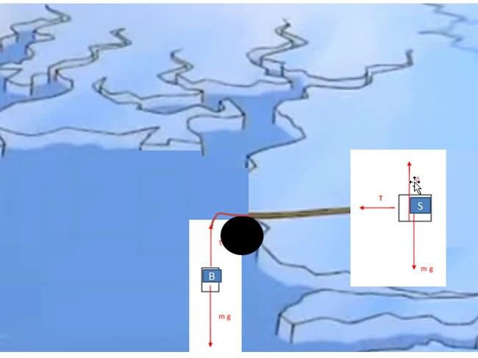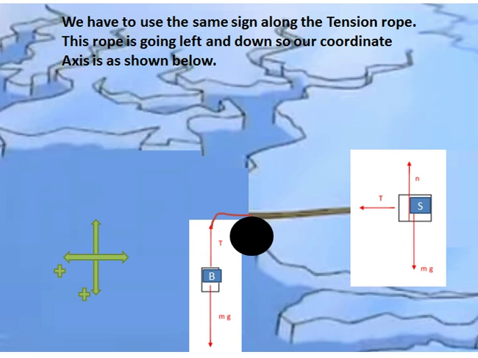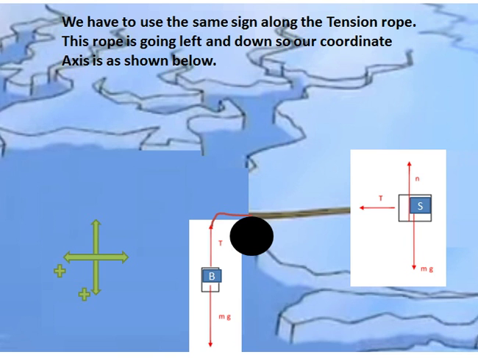We have a normal force, gravitational force, and tension force. Now we have to put a coordinate axis. And it's important to realize that the tension along the wire has to be one consistent direction. So this is actually how our coordinate axis is going to show. Am I going too fast? I think you guys are good.